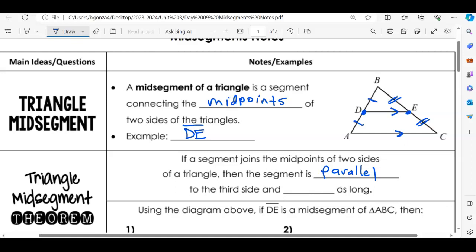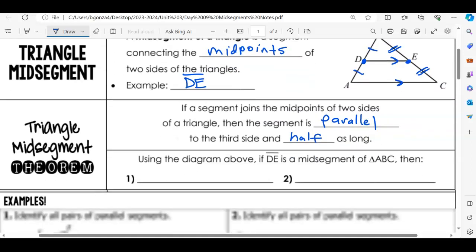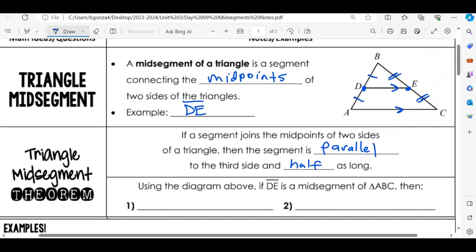And that third side is blank as long, okay? Now, the segment is half as long as the third side. Go and write the word half. So here's what I mean. Do you see how DE is smaller than AC? How much smaller? We're saying it's half, okay? Exactly half.